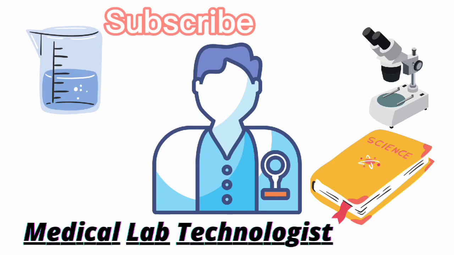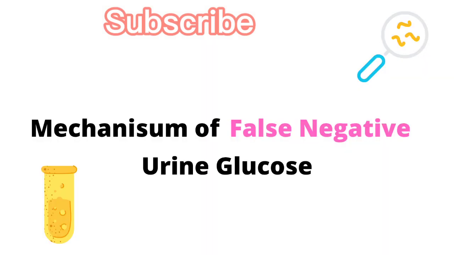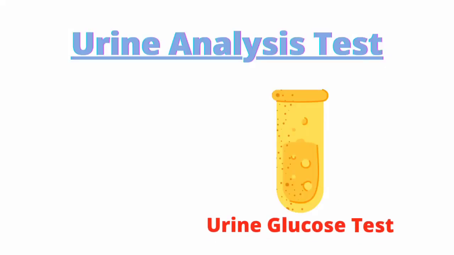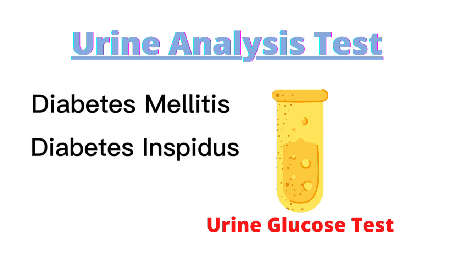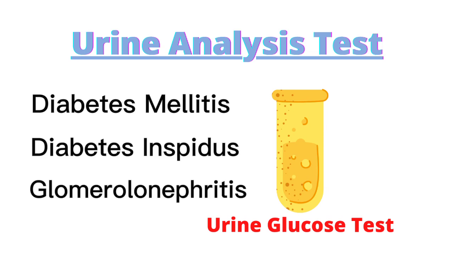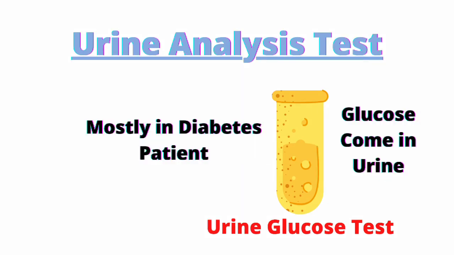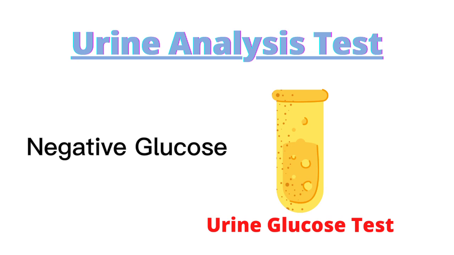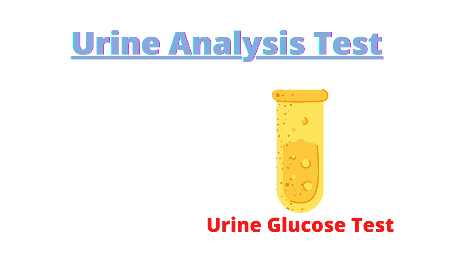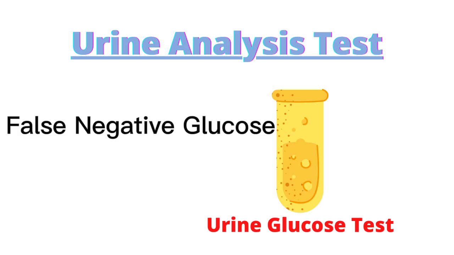In this video we will discuss a false negative urine glucose. Now what is that? In some conditions, for example in diabetes mellitus, diabetes insipidus or glomerulonephritis, the glucose is leaking into the urine. But in some conditions when you test that urine the result is negative. The urine has glucose but the test can't detect that glucose. Now this is the false negative glucose value.